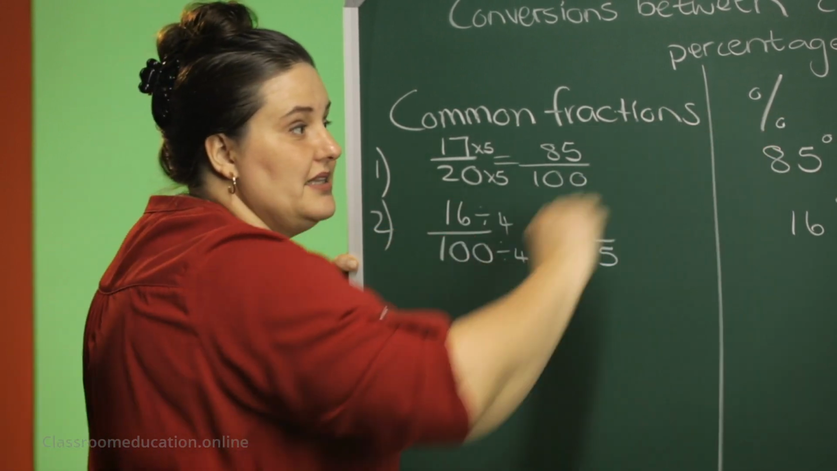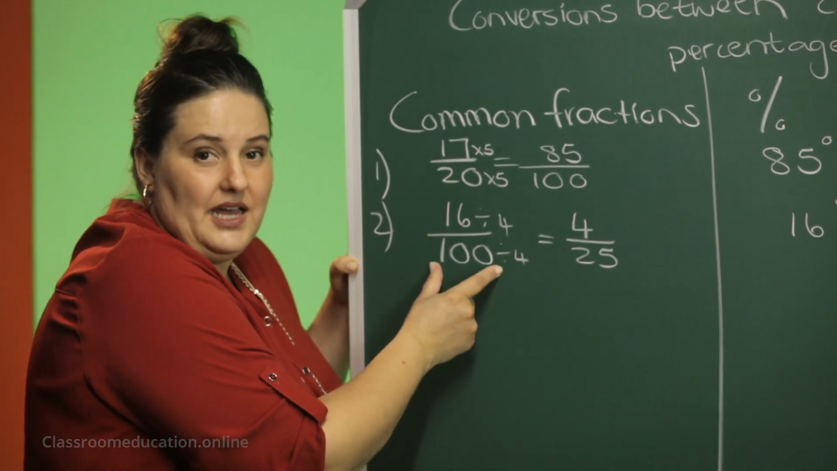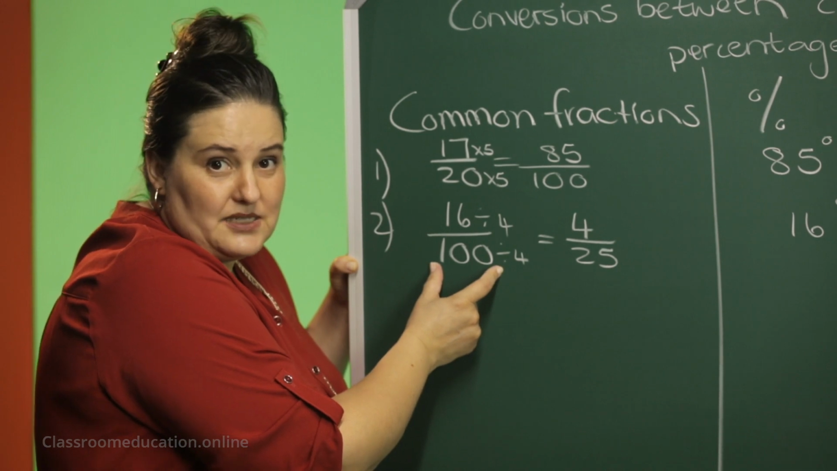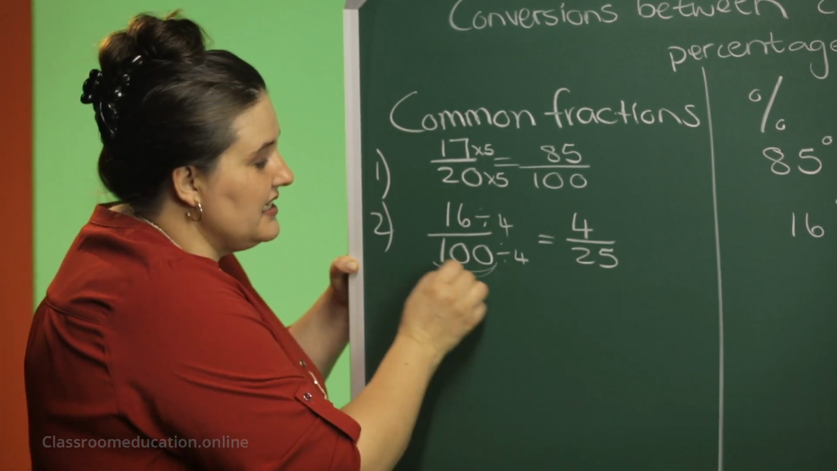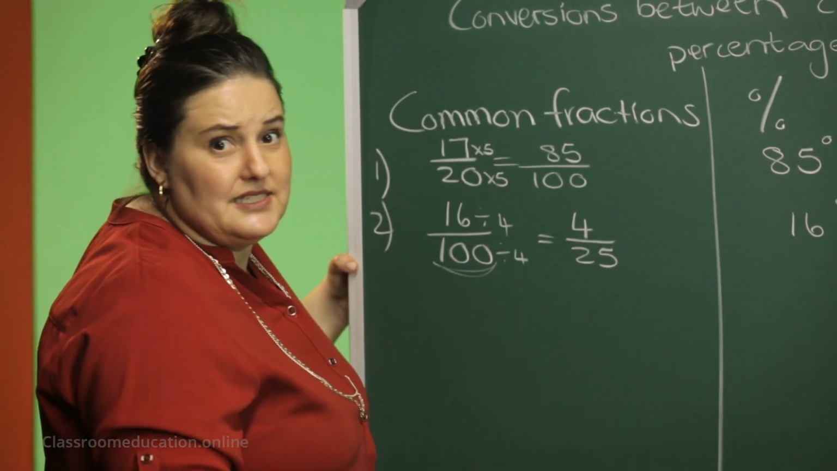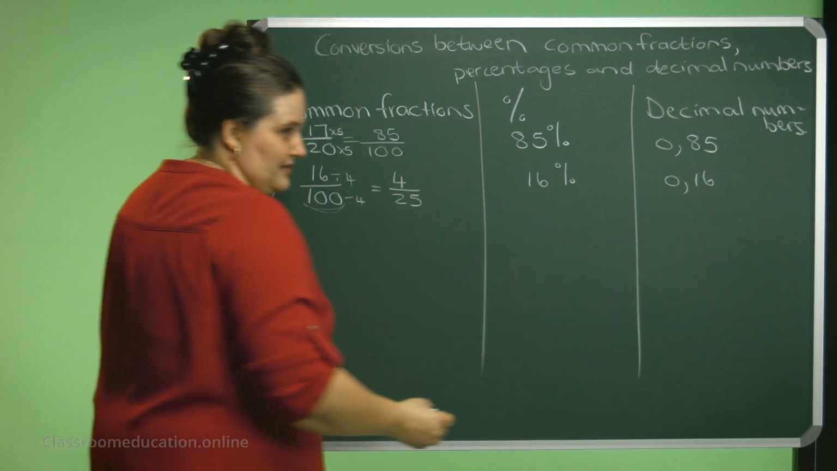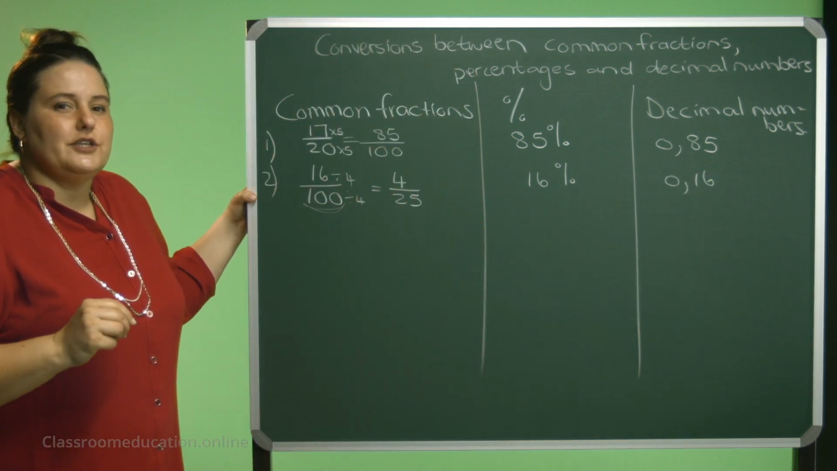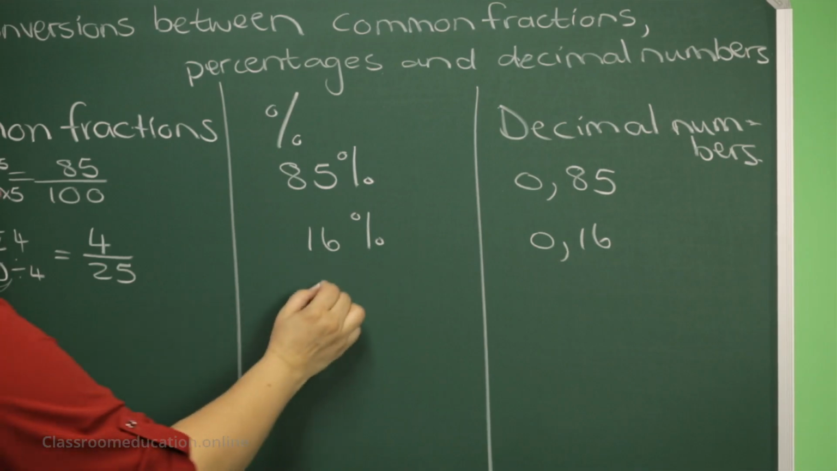Now to a decimal number. It's easier working with the 16 out of 100 to change that to a decimal number than the 4 out of 25. 16 out of 100 means 16 hundredths. And then you can write it as a decimal number. So 0.16.